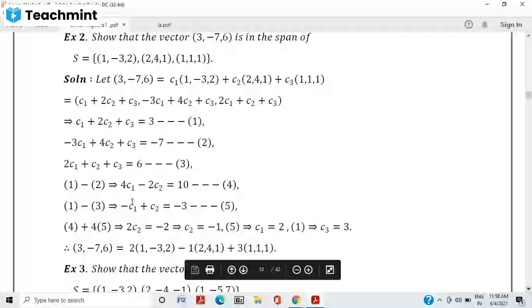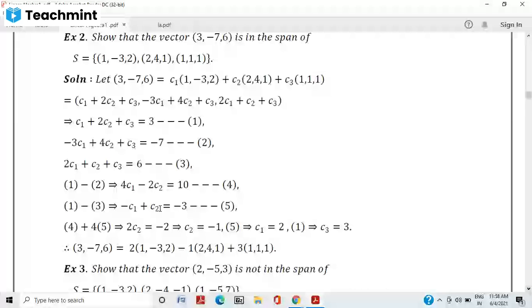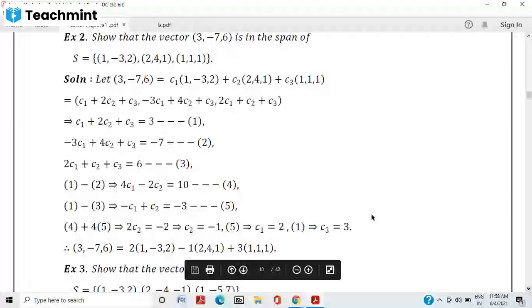C2 equals minus 1, so what do we get as C1? C2 is minus 1. Substitute in equation 5. Then what do we get? Here we can substitute it. We have to substitute minus 1 for C2. Then minus 3 plus 1, it is 2. Then we get C1 and C2. If we get C1 and C2, we can substitute in any one equation, equation 1, 2 or 3, and we can find out C3.